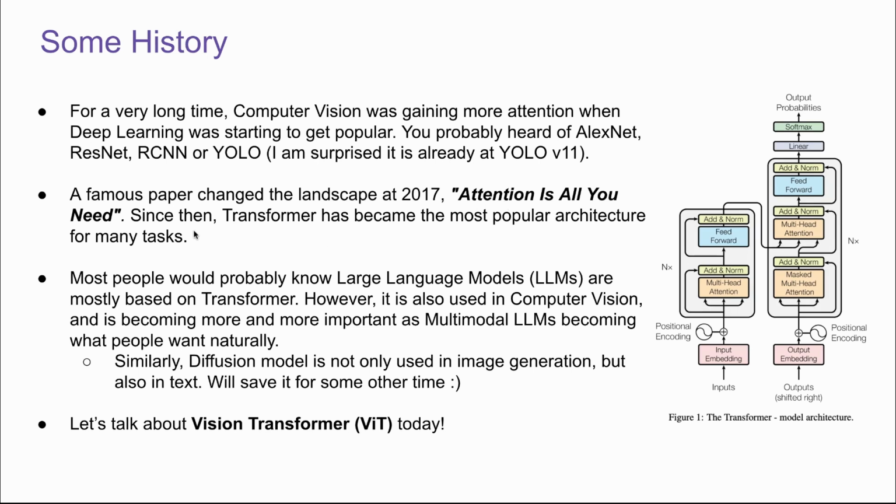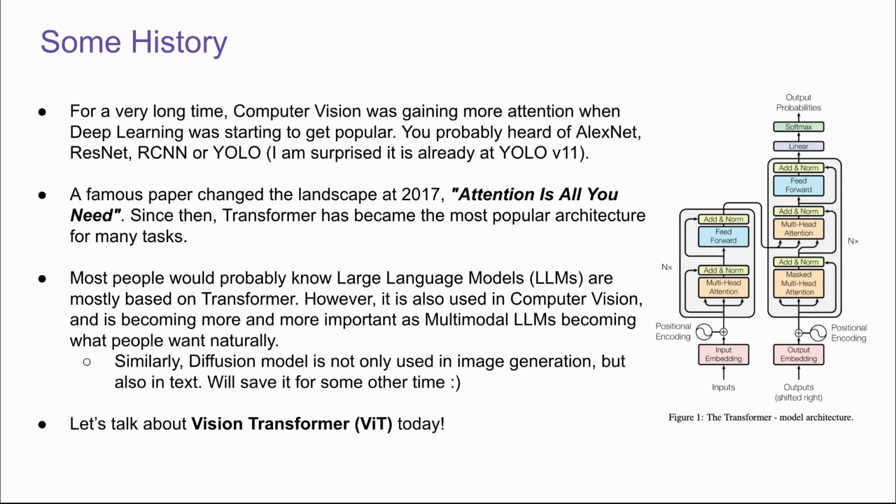Since then, Transformer has become the most popular architecture for many tasks. And this is the classical encoder-decoder transformer architecture. Most people would probably know large language models are mostly based on transformers. However, it is also used in computer vision and is becoming more and more important as multimodal LLMs become what people naturally want. Similarly, you would assume diffusion models are used only in image generation, but they're not.